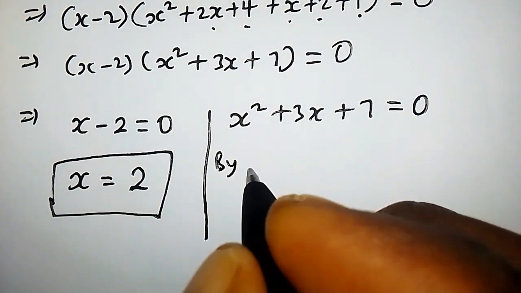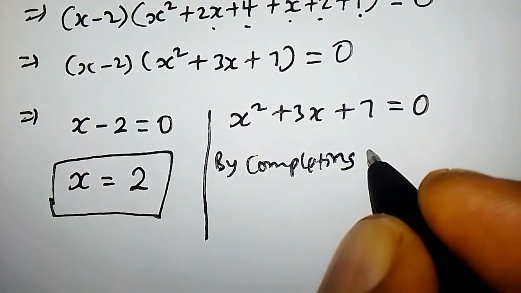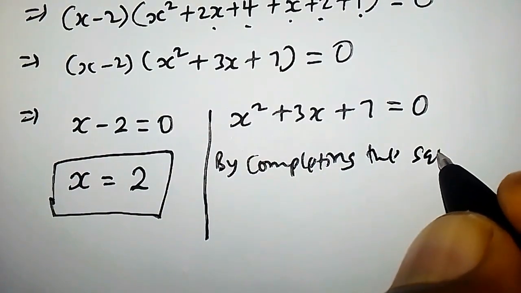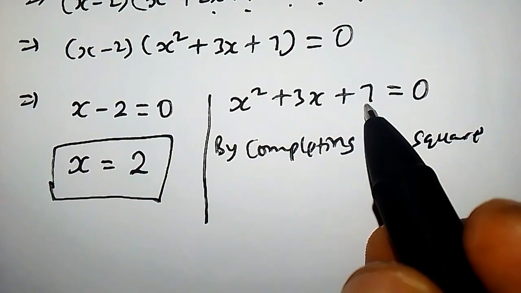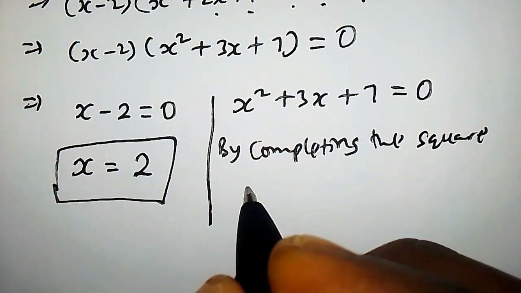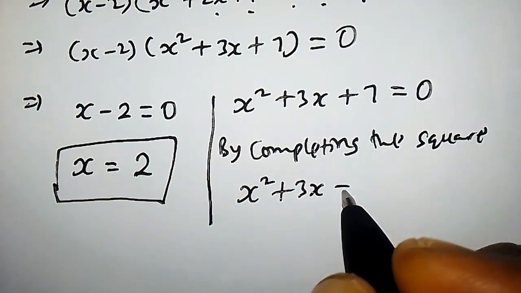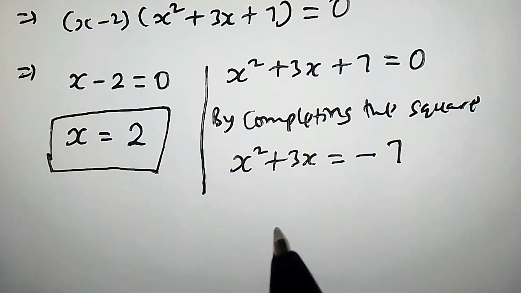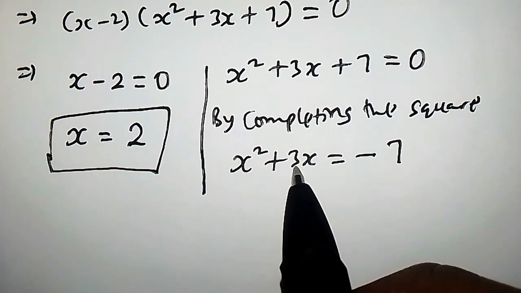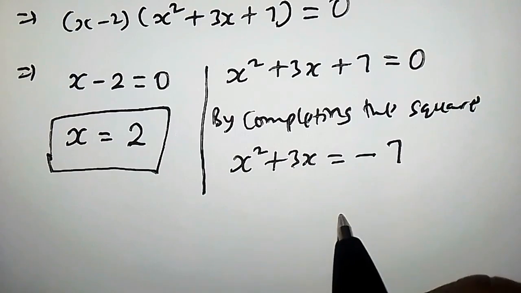By completing the square, the first thing we are going to do is to transfer this constant to the right hand side. So that gives x squared plus 3x equal to minus 7. The second step is that we are going to add half of the coefficient of x and at the same time square it to both sides.